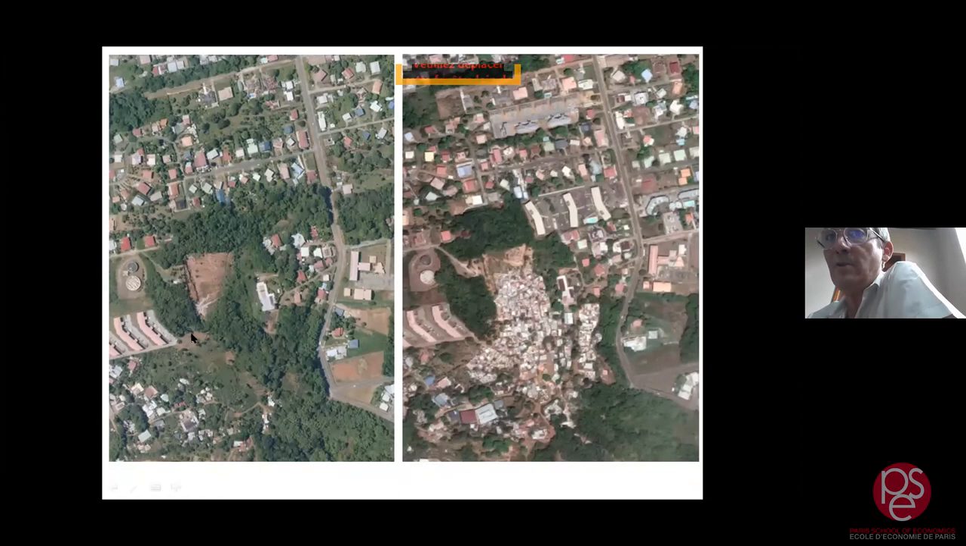This is an example, in Cayenne again, where I show here images 5 years apart. Here we have the city, the suburb of Cayenne, and here we have a favela that was constructed very quickly in a place where building houses is not allowed, it's prohibited. So it's interesting to have images very often to be able to see the evolution of the city, which is not taken into account in official urbanism documents.